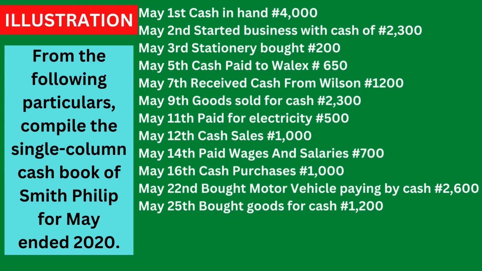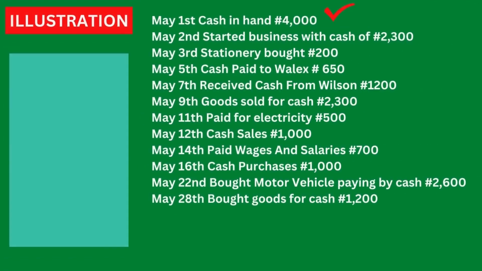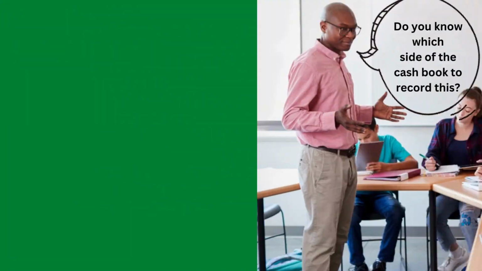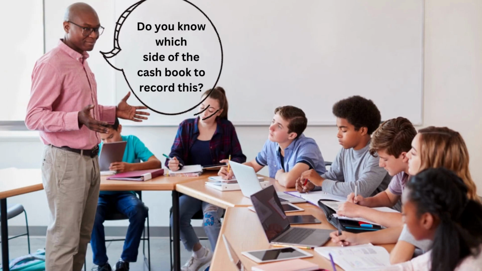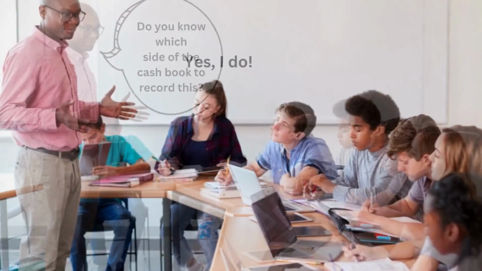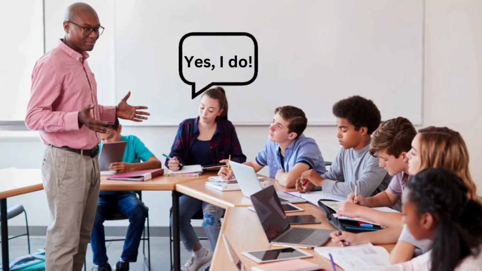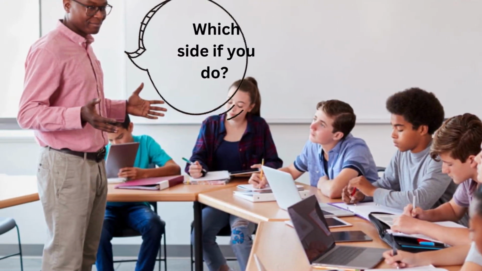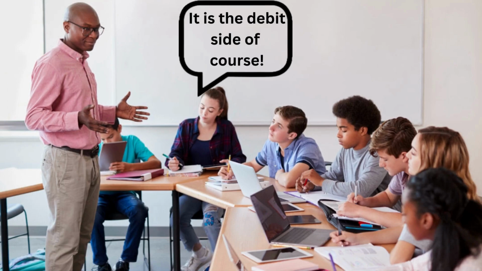Let's start the recording of the item. The first item on the list from our illustration, we are having it as May 1st, cash in hand, 4,000 naira. Do you know which side of the cash book to record this? Yes, I do. Which side, if you do? It is the debit side, of course.